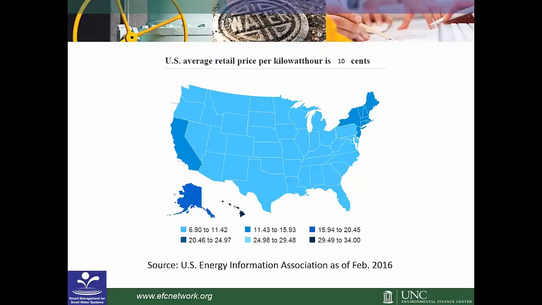I looked up recently from the U.S. Energy Information Administration, should say that instead of association, sorry, part of U.S. DOE. The average retail price for electricity these days across all different customer classes is about 10 cents per kilowatt hour. Can be a bit more, a bit less, depending upon where you are in the country and what kind of customer class you fall under.